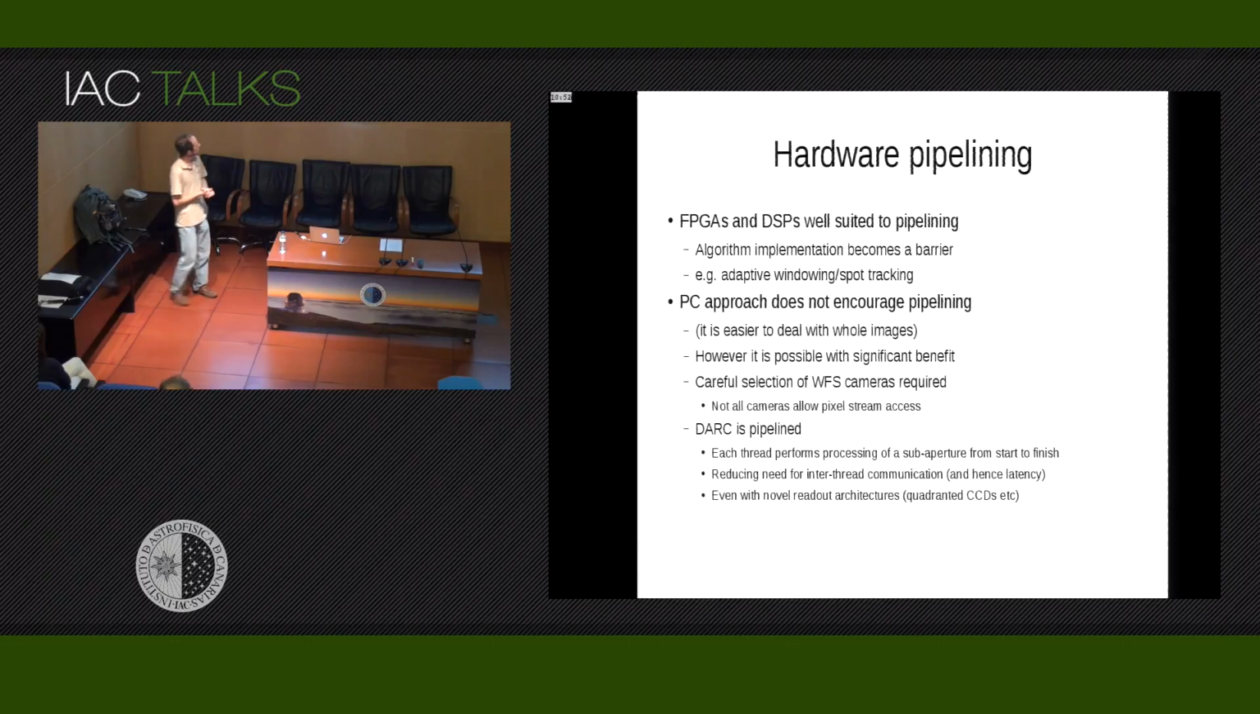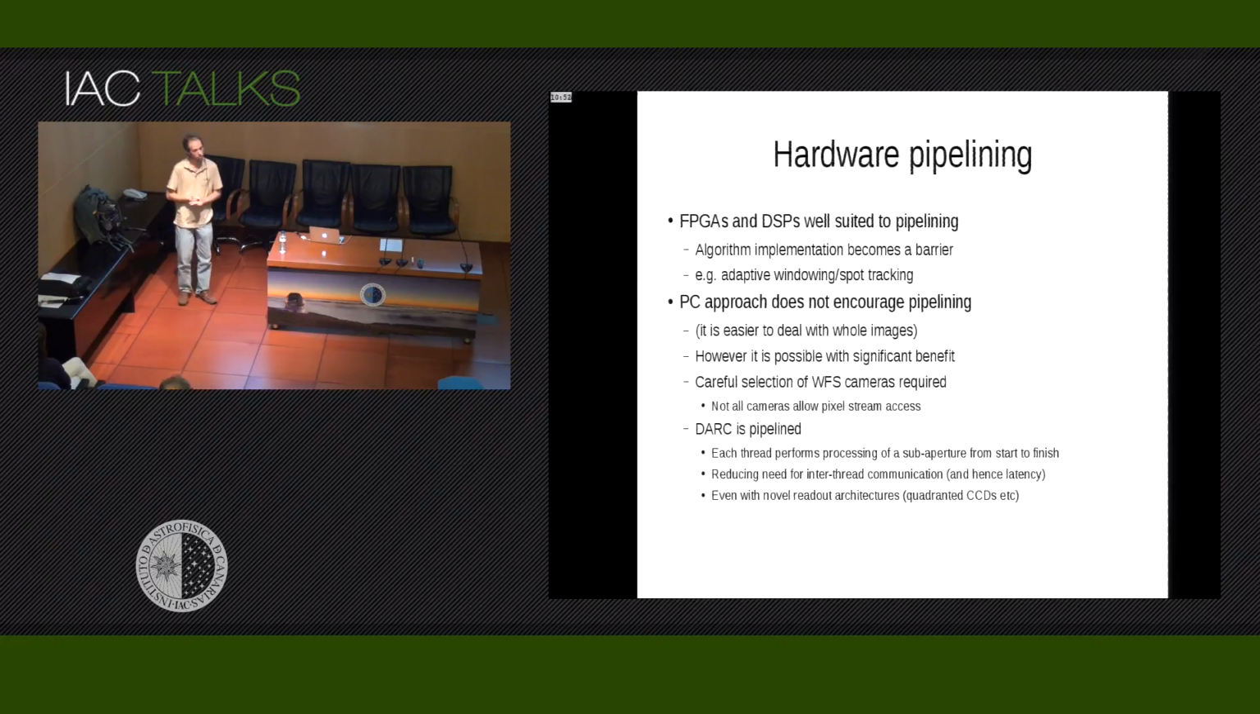Of course, algorithm implementation is a barrier here. It becomes very difficult if you want to add more complex algorithms. So if you want to do adaptive windowing or spot tracking, following your spots around, in an FPGA that becomes very difficult because you then start to have random memory accesses, which, okay, is doable, but is more likely to cause problems.